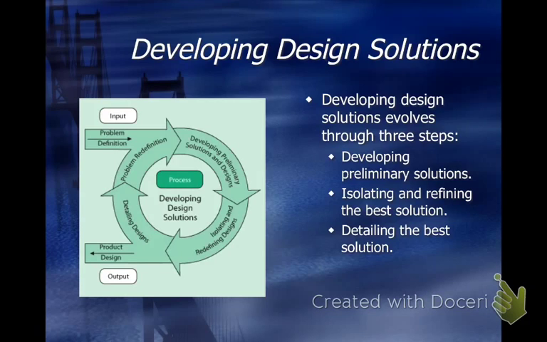Here it is. First thing we're going to do is we're going to come up with preliminary solutions, basically brainstormed ideas. Then we're going to take the brainstormed ideas or the preliminary solutions, we're going to isolate it and refine it to make one. Okay, once we find one, which is called a refined solution, we're then going to detail it to make it the best possible solution. So again, we're going to come up with brainstorm ideas, refine it, and then detail it at the end. 3 steps.